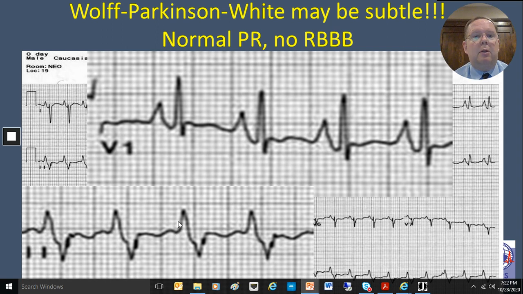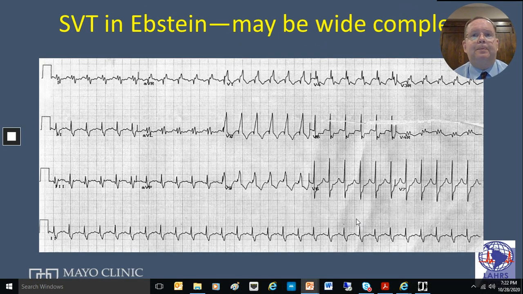For example, this is the large P wave, and this is the pre-excitation that's seen there. So if you see in lead V1 no right bundle branch block and a normal PR interval, look very, very carefully because even without overt evidence of pre-excitation, the patient very well may have Wolff-Parkinson-White. In addition, because of the underlying bundle branch block, SVT in Ebstein's may be wide complex and therefore may get mistaken for a ventricular tachycardia.